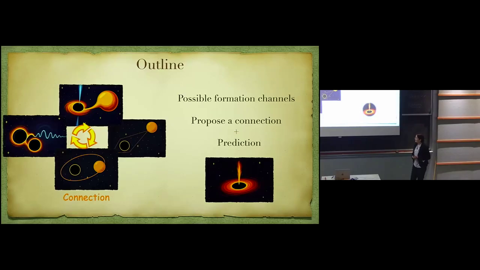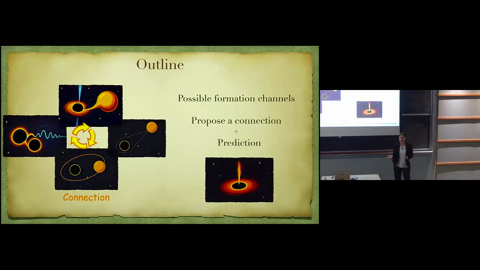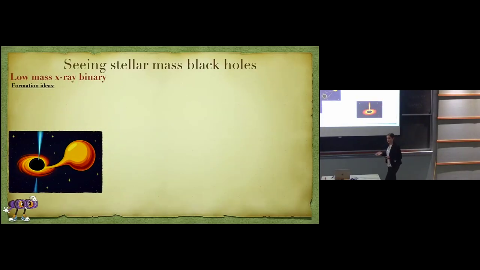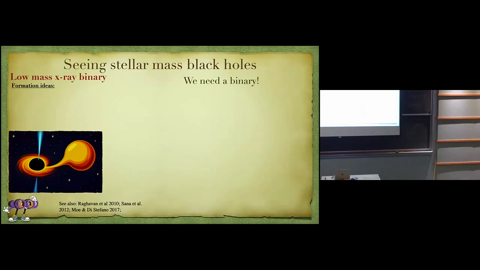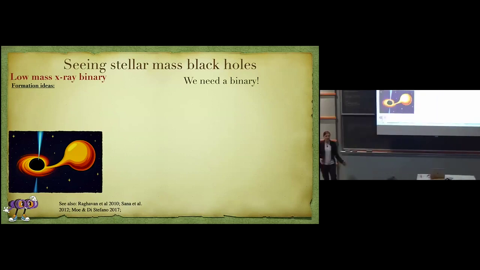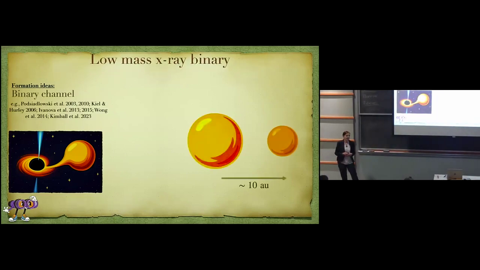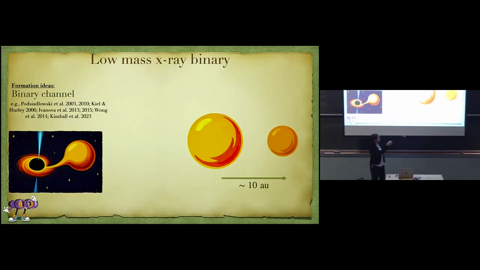I'm going to start with low mass X-ray binaries, and I want to describe two simple formation channels. So first things first, we need a binary, duh. That's good, because most, if not all, massive stars reside in a binary configuration. So here is a binary: we have a massive star, the progenitor of the black hole, and a low mass star.